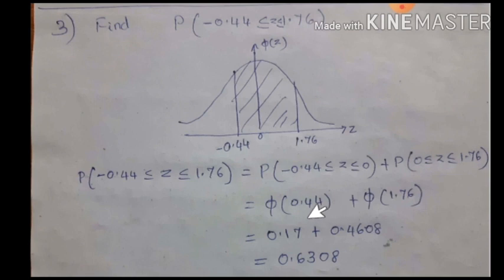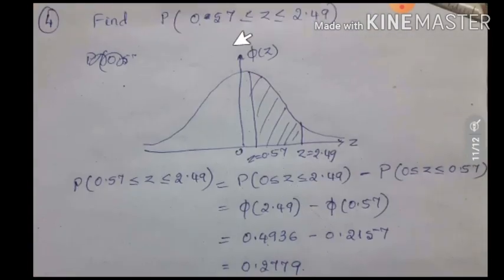Now using the table, calculate this value. Observe 0.44, what is the value of 0.44? I think now you understood how to see the area under the normal curve at z value 0.44 and z value 1.76. Write it down using the table, refer to the previous table, and write down 0.6308. Okay, now next problem.